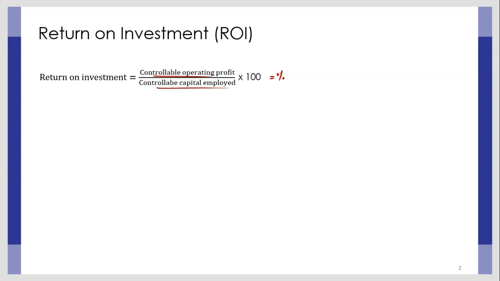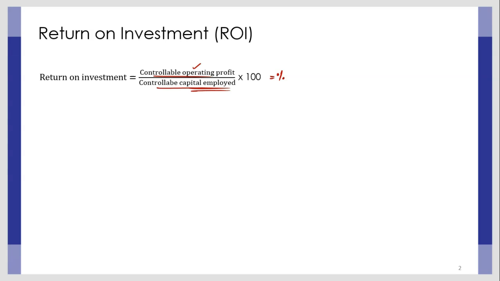This ratio tells you how effectively the capital employed has been utilized by your manager to generate profit. So any company which has a high level of return on investment means that the company's manager is utilizing its capital employed more effectively. And if an organization has low return on investment, it means that the manager of that division is not able to utilize capital employed more effectively. So overall, this ratio tells you the ability of the manager to utilize capital employed to generate profit.